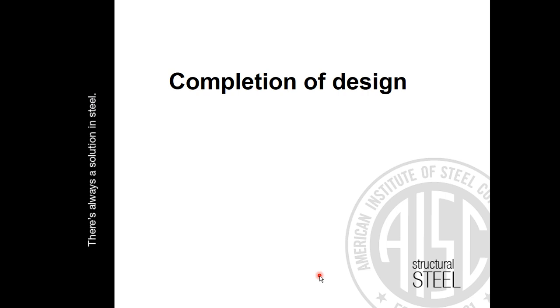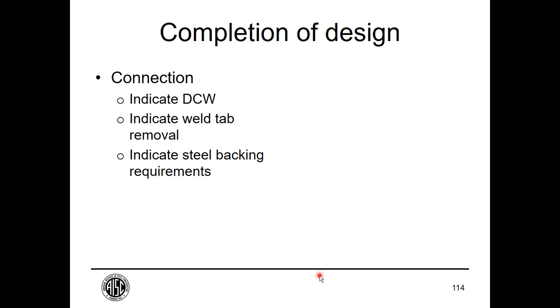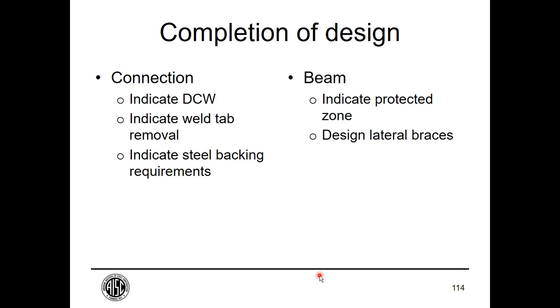So that's our example moment frame design. What didn't we get to? Well, we didn't fully detail the connection showing the demand critical welds, where we're removing the weld tabs and removing the backing plates and so on. All of that is detailed in AISC 358. We didn't indicate the protected zones or design those lateral braces.